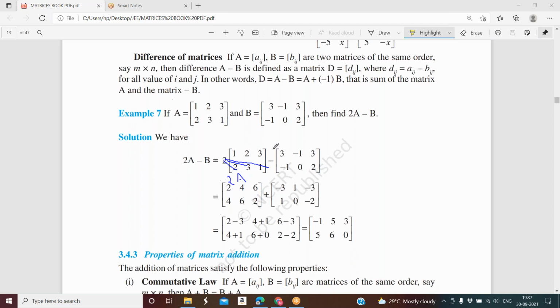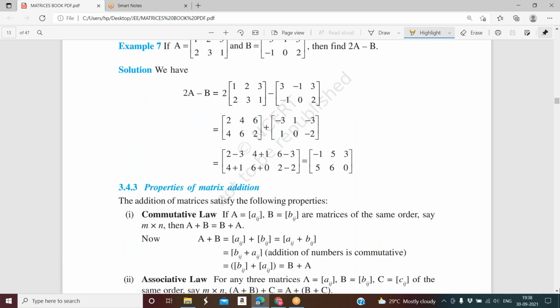Okay. Plus, minus B. What is B? B is this. Now I'm going to bring this minus inside the bracket. So here I will put plus. Now I have to multiply each element of B by -1. If you multiply, then you will get -3, 1, -3, 1, 0. So now I'm going to add these two matrices. 2 minus 3, 4 plus 1, 6 minus 3. That is the first row. And the second row is 4 plus 1, 6 plus 0, 2 minus 2. So it gives -1, 5, 3, 5, 6, 0. Okay, so this is 2A minus B.